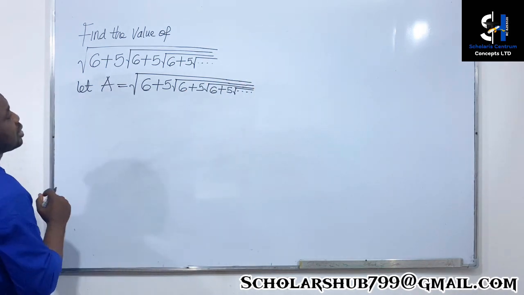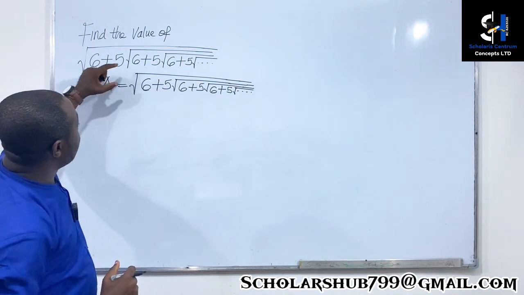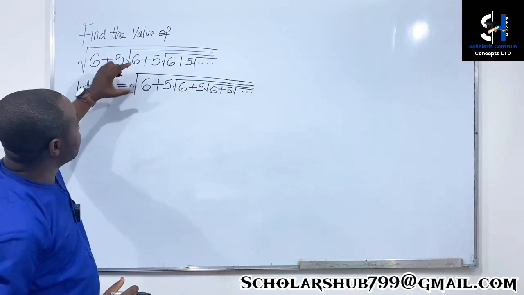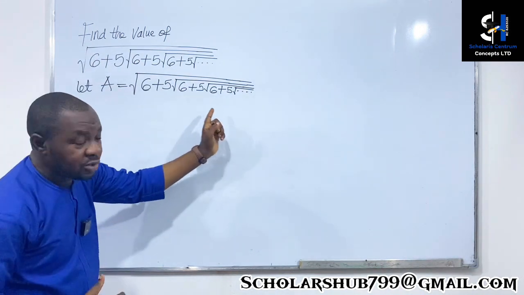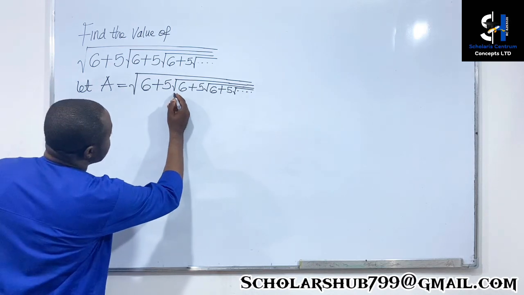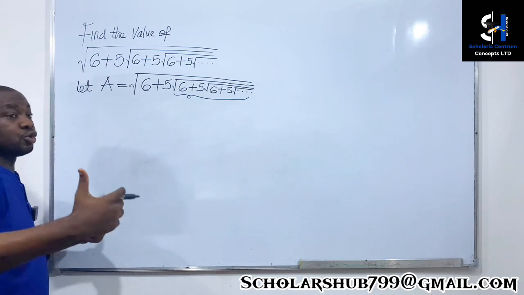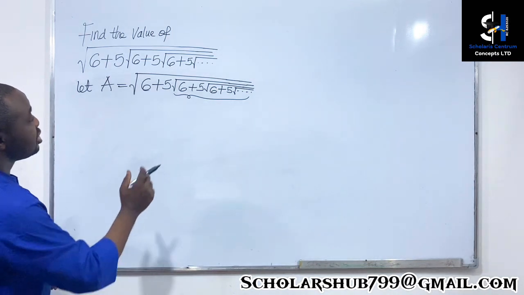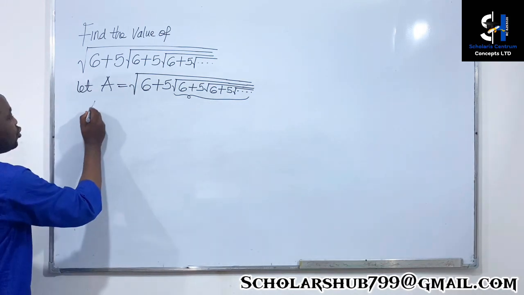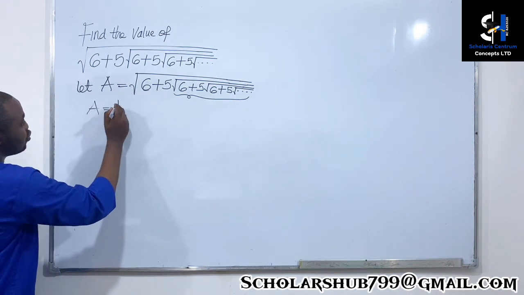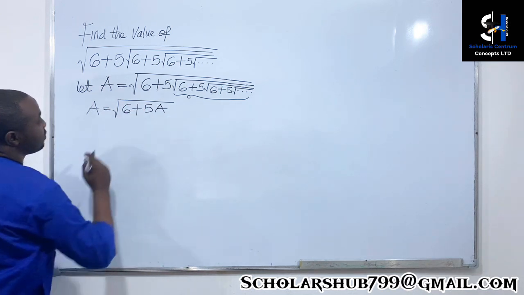like that. Now when we look at the expression on the right hand side, we can see the same given expression, which we represent with letter A. We can also see it on the right hand side. That is, when we look from radical 6 plus 5, it continues to infinity. So I'm going to replace this by letter A, so that we are going to have A equals square root of 6 plus 5A.